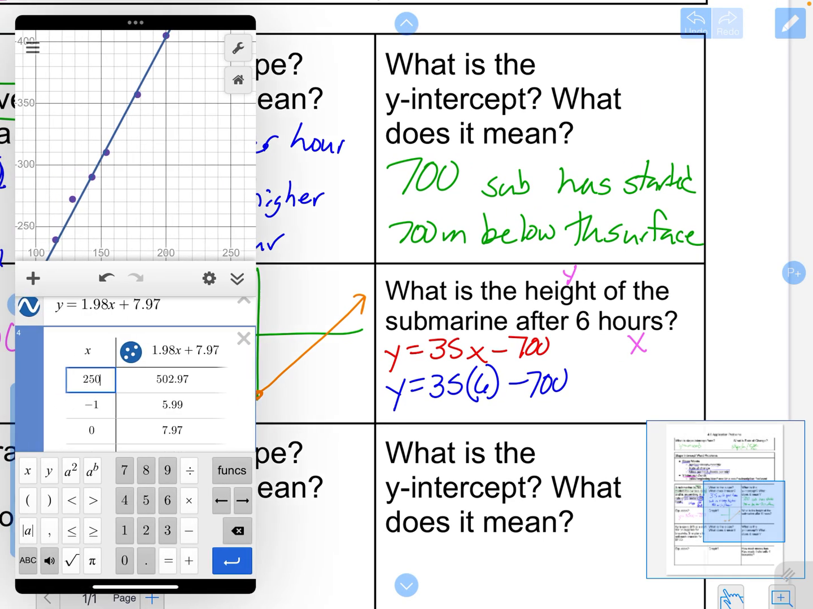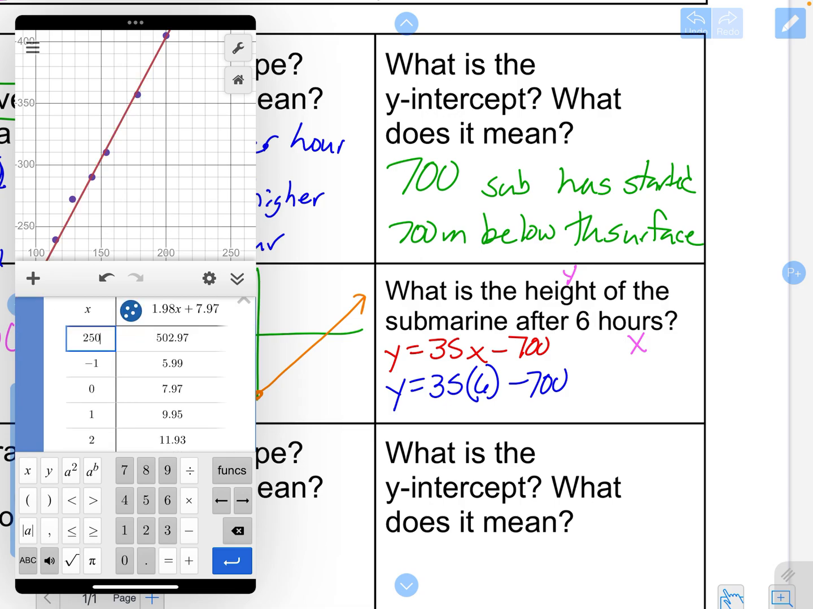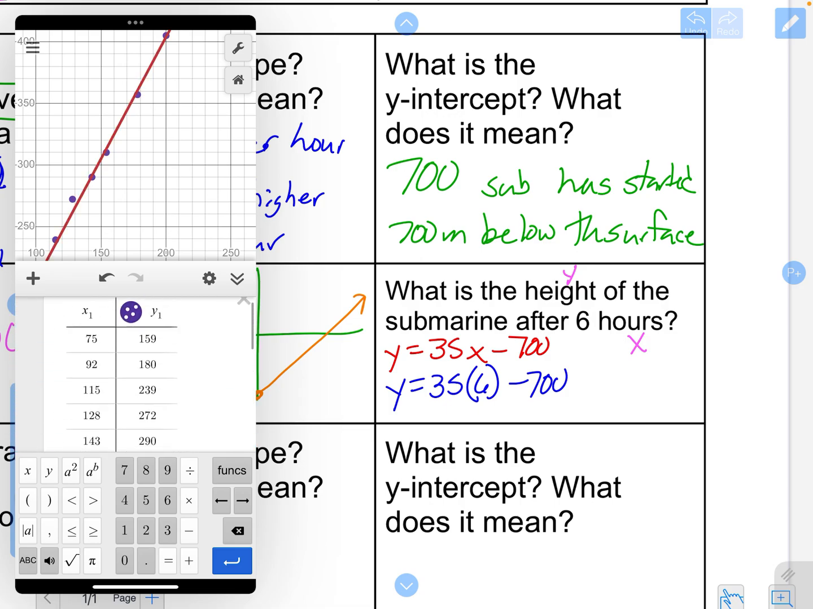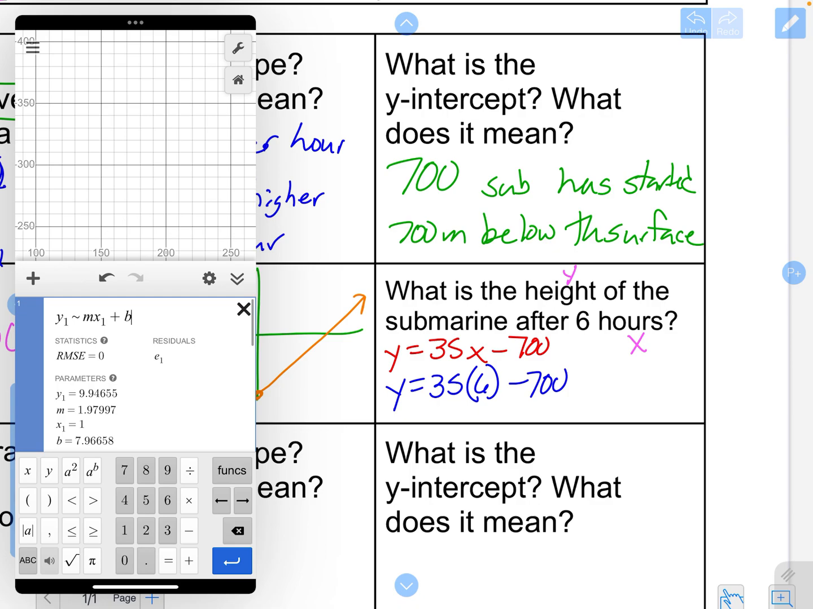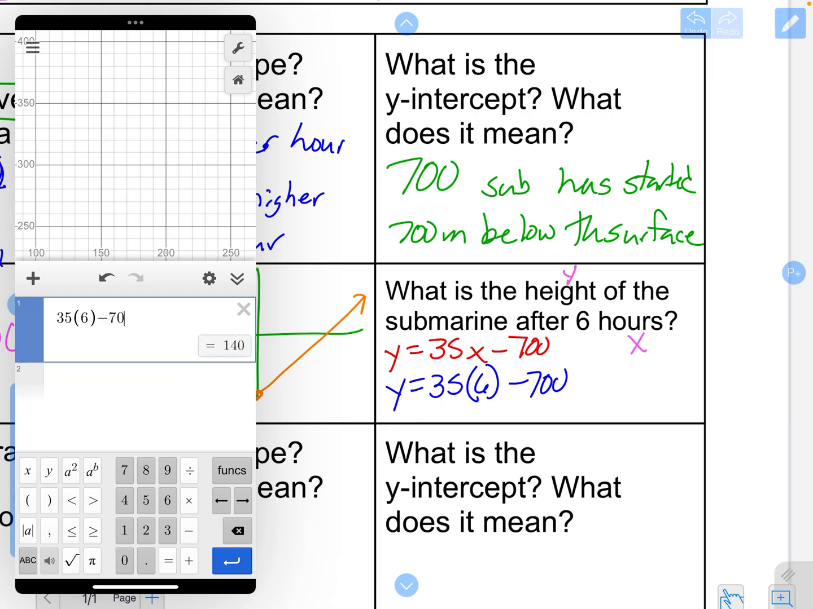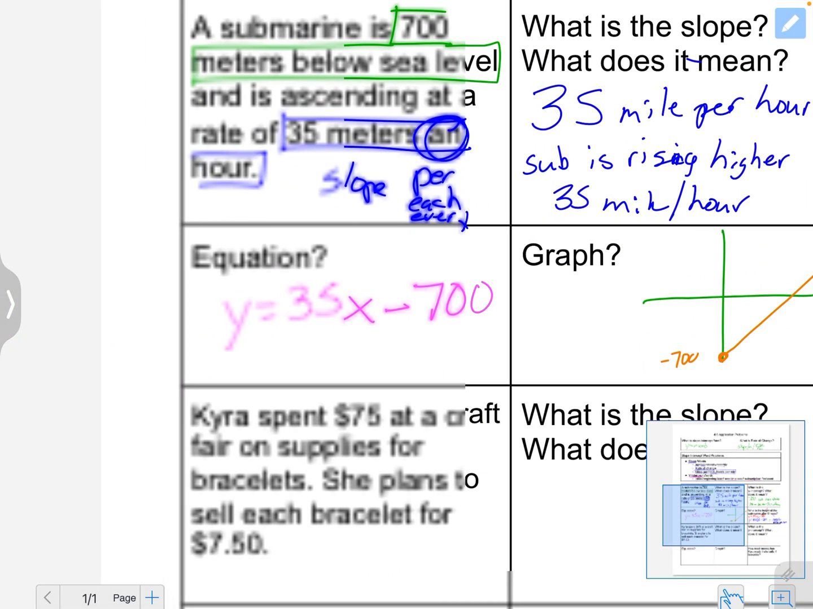This is where we can pull in something like Desmos. I still have problems from the last set of notes up. So we can type 35 parentheses 6 minus 700, and Desmos tells me that the height of the submarine is going to be 490 below sea level.